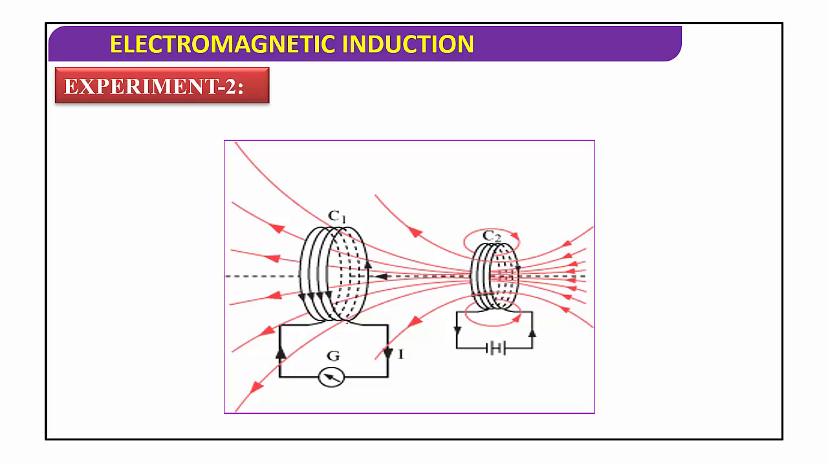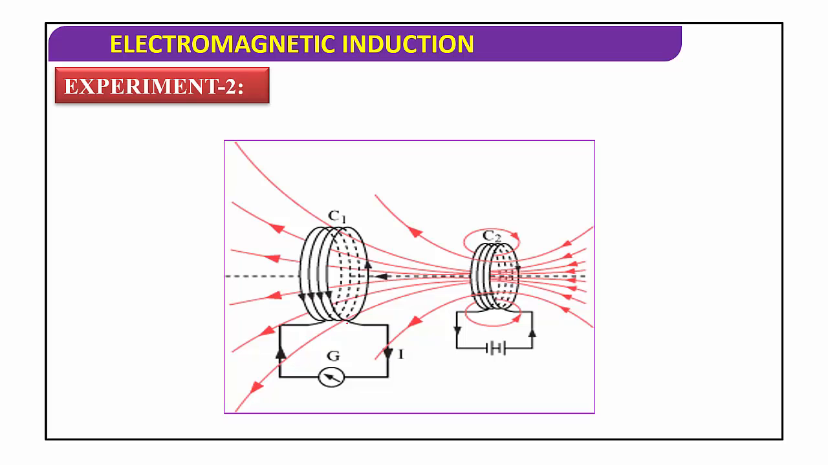When coil C2 is moving towards coil C1, it is already surrounded by a magnetic field. When it is moving towards the first coil, the magnetic field changes, because the coil is moving. When the magnetic field changes, electric current is produced in the first coil, so the galvanometer shows deflection. When the galvanometer shows a deflection, that indicates that yes, current is produced in the first coil.